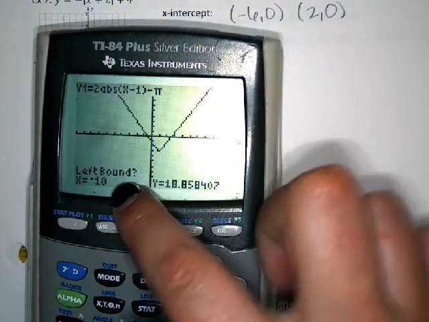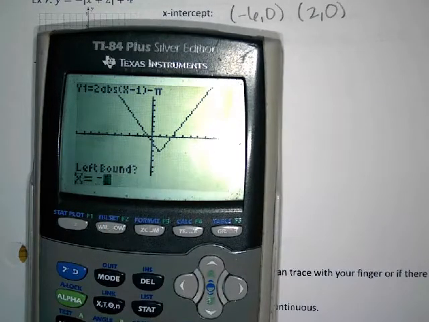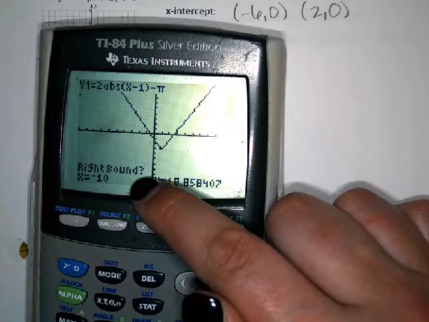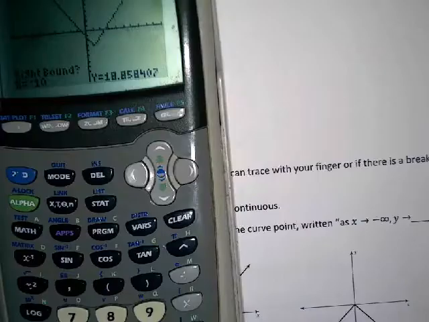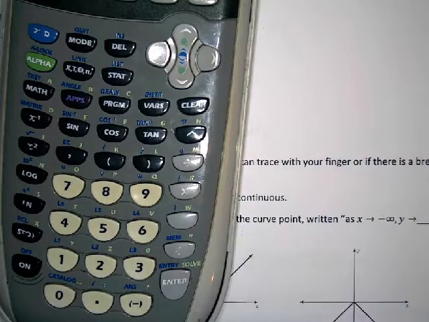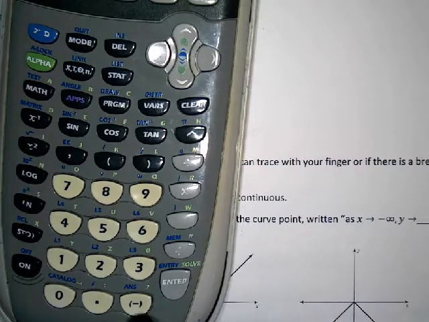And then after that, it should ask you for a right bound. Oh, are you typing in negative right here? This negative? Because you're using this negative. So this is a minus, like you're subtracting a number, but if you're typing in a negative number, you have to use this down here. Does that make sense? Okay. Did that clear it up for everyone? Okay.